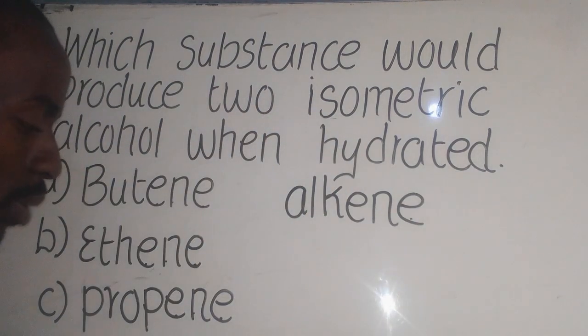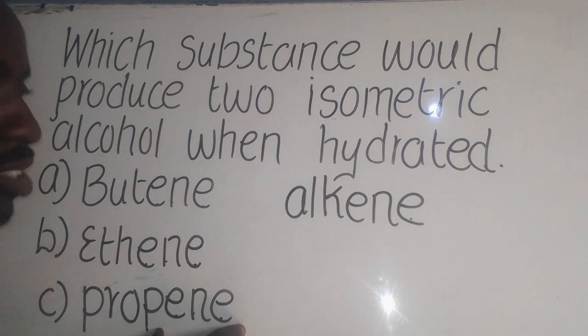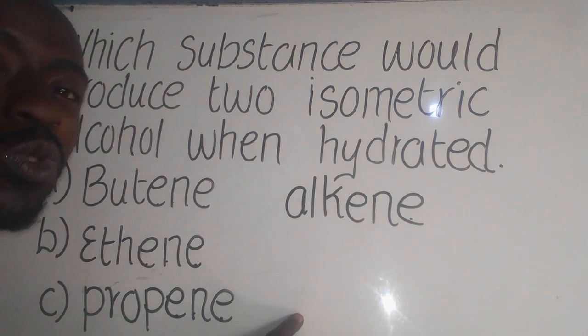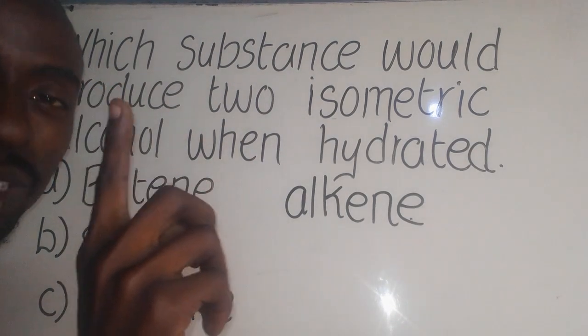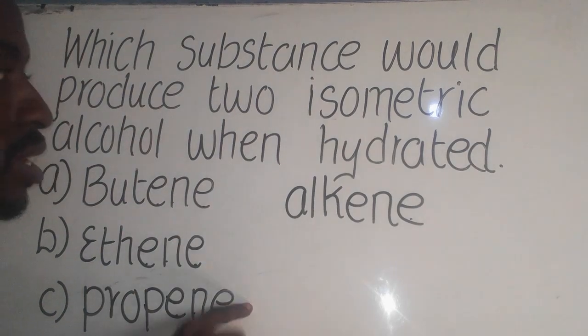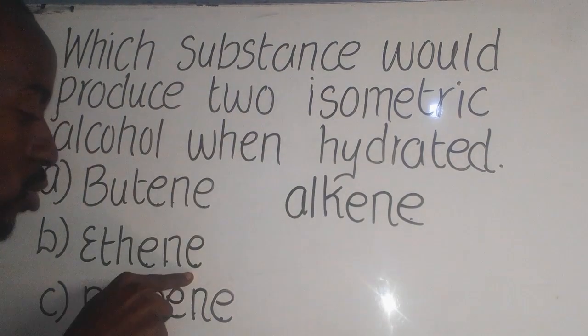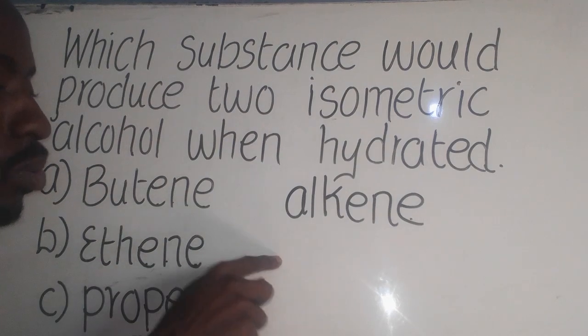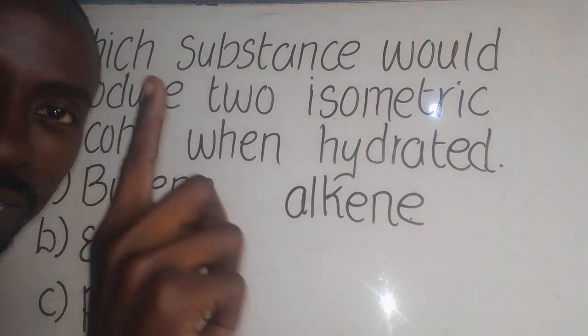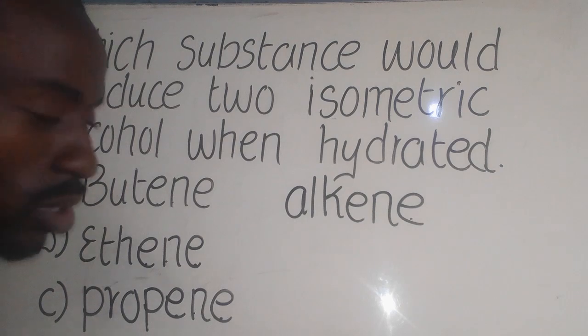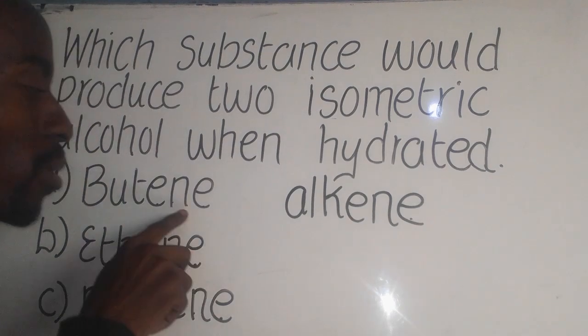Okay? Now, we know that when propene reacts with water, it's going to form propanol, which is only a single compound there. So this one here, no, because we are talking about two. How about this one here? So when ethene reacts with water, it's going to produce a single compound known as ethanol. So this one, no. How about the butene?